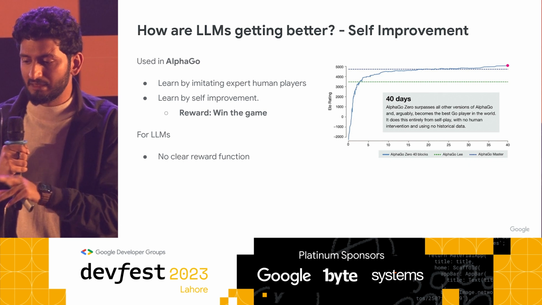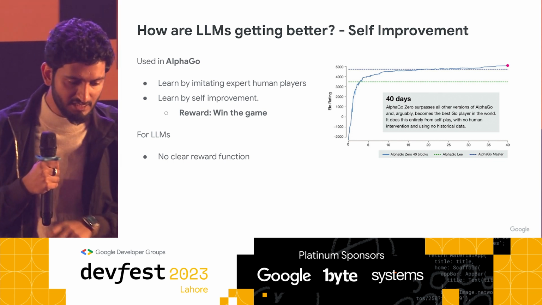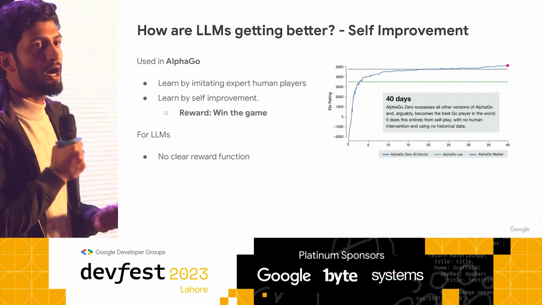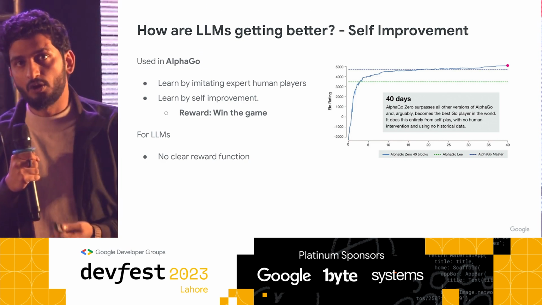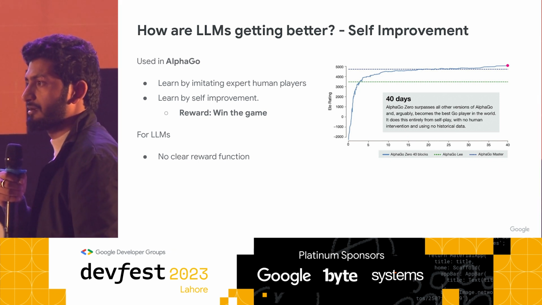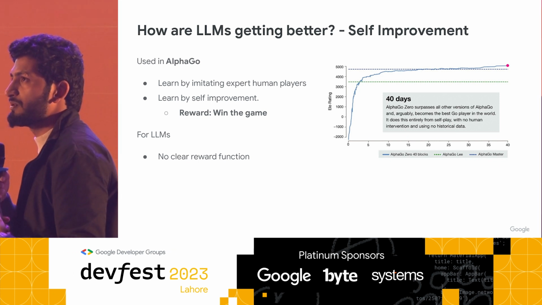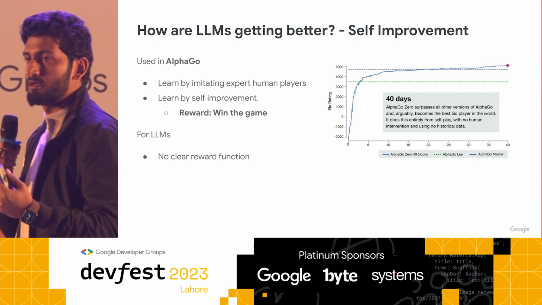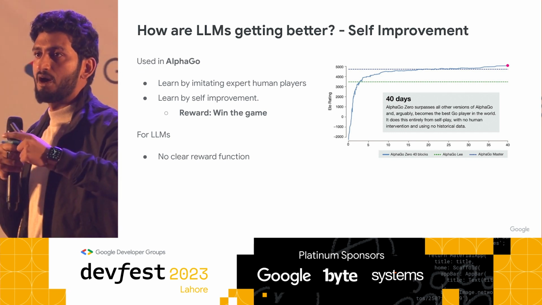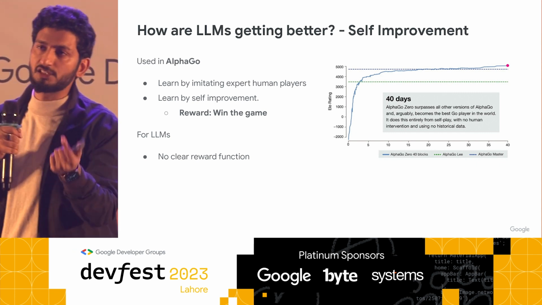But that's not the case with LLMs. So this is an active area of research as well, how to add self-improvement for LLMs. How can we make LLMs train themselves? Because currently human beings actually dictate whether the answer to a particular question is good or not. We don't have other AI models doing that, at least not at scale.